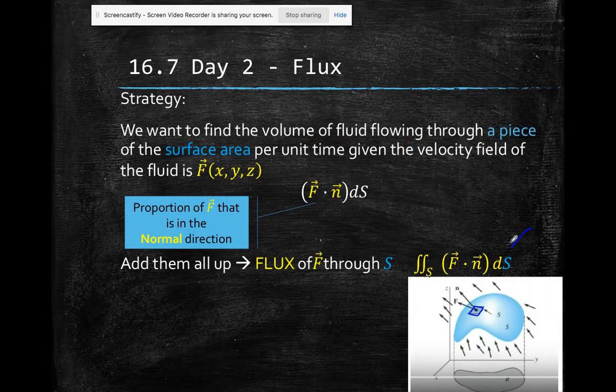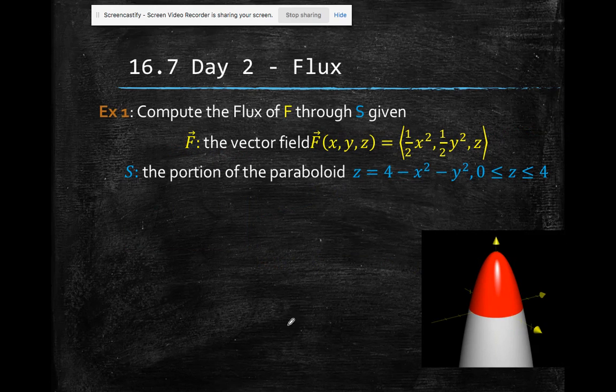But remember, this dS is often annoying to integrate. We can deal with dot products here, but this dS is annoying. So I'm going to give you two formulas for flux that transform this dS and make our integrals relatively easier to integrate. So here's example 1.